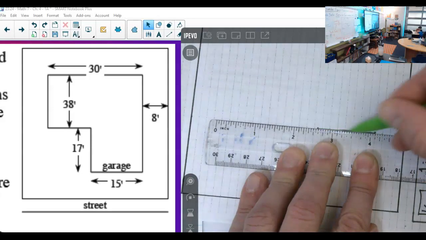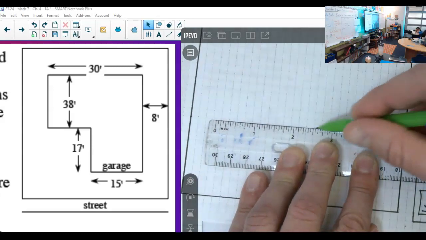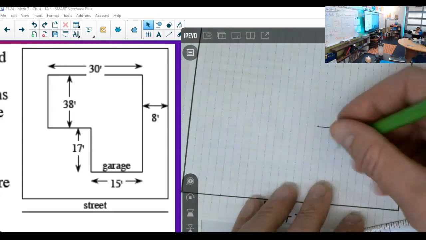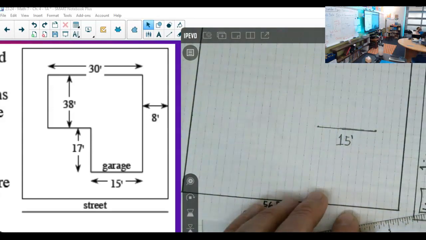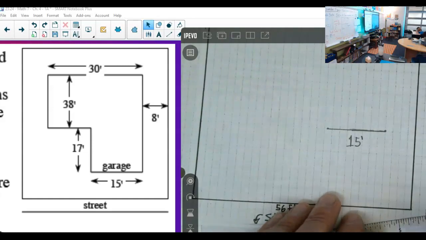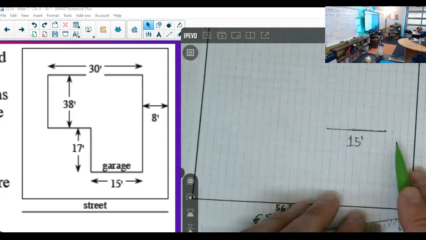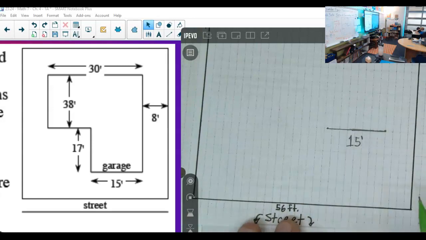So guys, what could we say comparing boxes to feet? 15 feet was just 7.5 boxes. 8 feet was 4 boxes. 20 feet was 10 boxes.